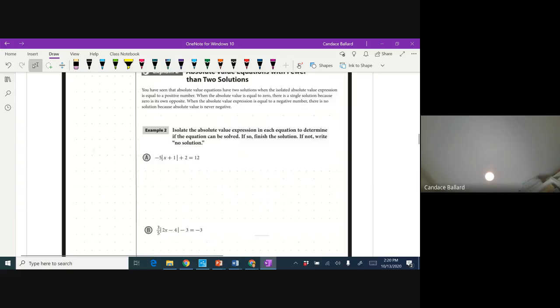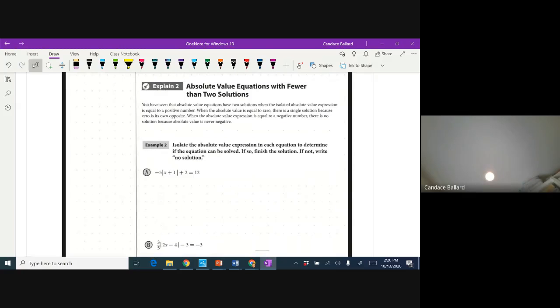Okay, so you've seen that absolute value equations have 2 solutions when the isolated absolute value expression is equal to a positive number. When an absolute value is equal to 0, so this would be something to maybe highlight, there is a single solution because 0 is its own opposite. This one's more important. When an absolute value expression is equal to a negative number, there is no solution because absolute value can never equal a negative.